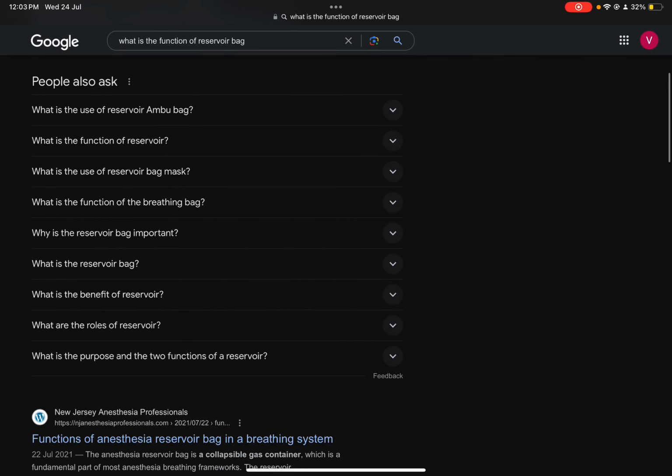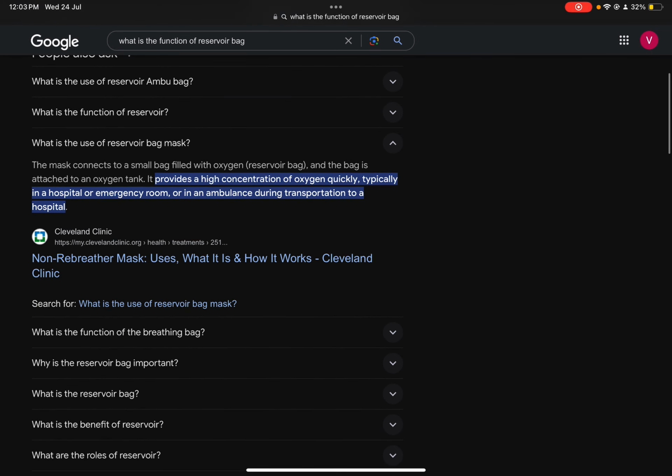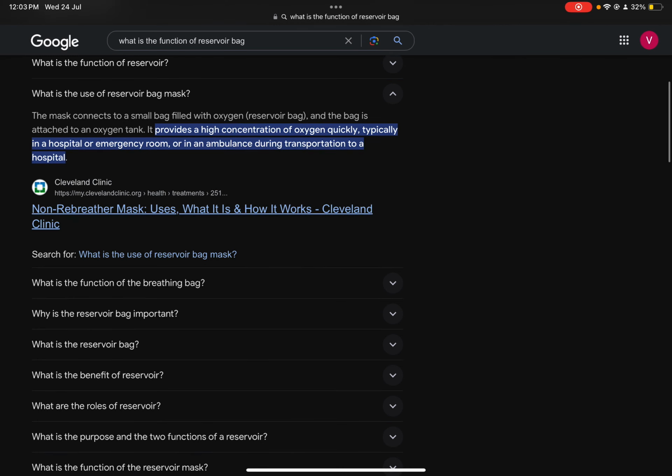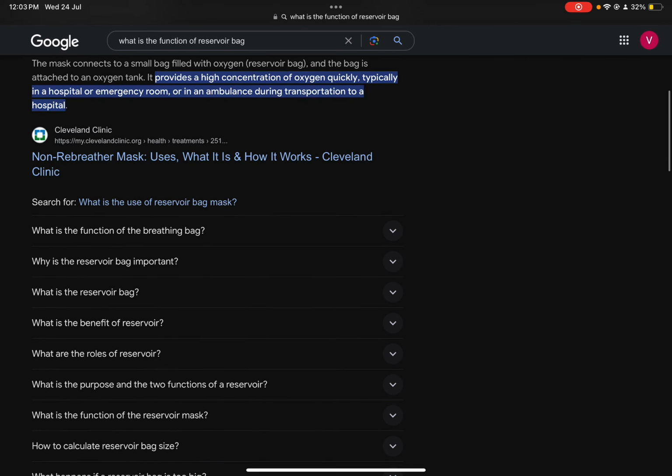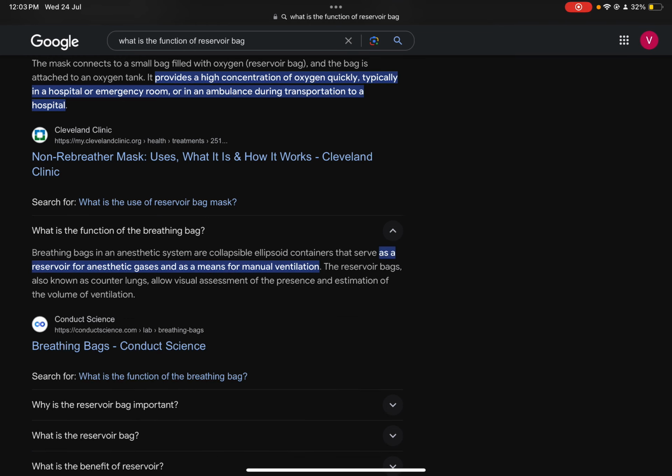It means the function of the reservoir is mainly to provide a high concentration of oxygen quickly, typically in a hospital or emergency room or in an ambulance during transportation to a hospital.